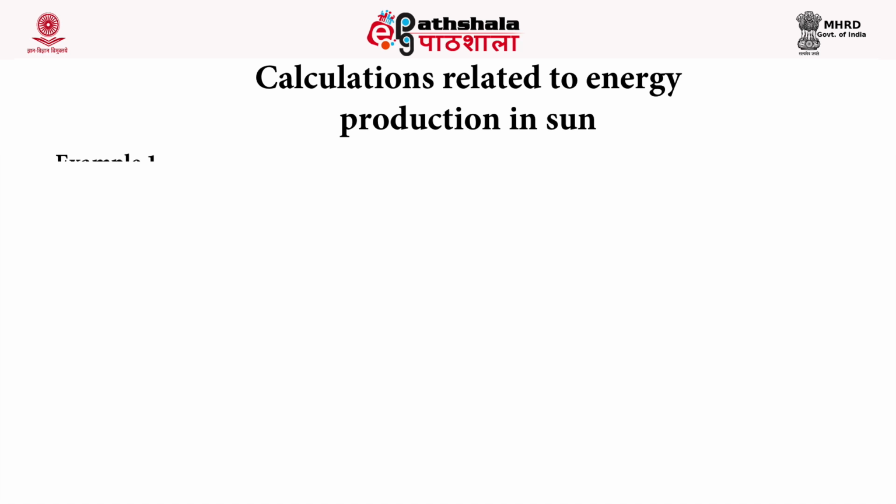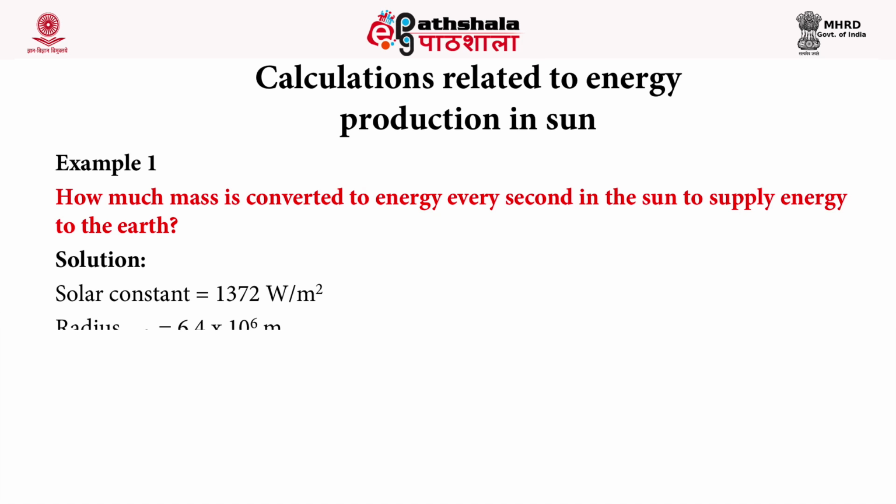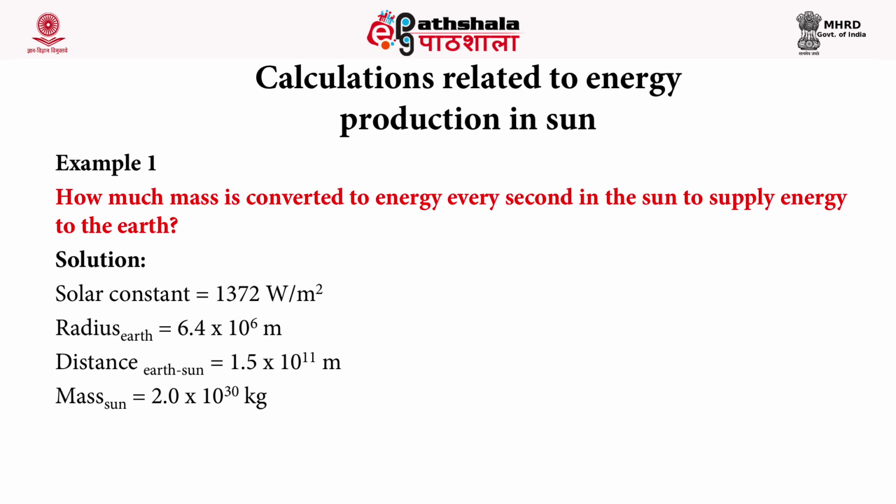Let's see some calculations related to the energy production in the sun. How much mass is converted to energy every second in the sun to supply energy to the earth? For that, let's start with the solar constant, which is equal to 1372 watt per meter square. The radius of the earth is 6.4 into 10 to the power 6 meter, the earth to sun distance is 1.5 into 10 to the power 11 meter, and the mass of the sun is 2 into 10 to the power 30 kilogram.